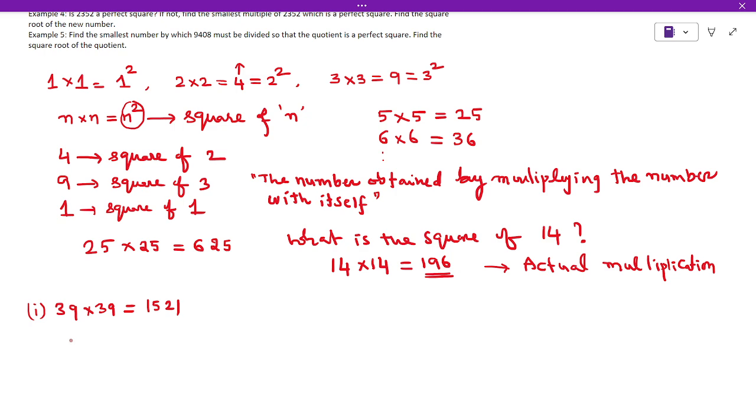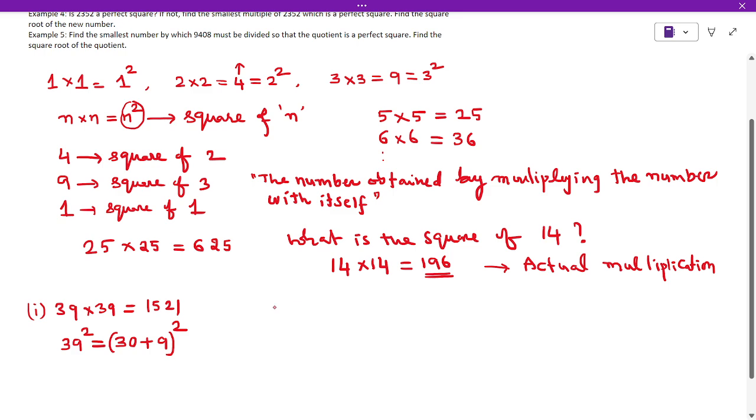But there is another way. I want to find the square of 39. I can write this number as the sum of 30 plus 9, right? When I say finding the square, I mean I want to find 39 power 2. That is the meaning of square. Since I have written 39 as 30 plus 9, the square will be for both.